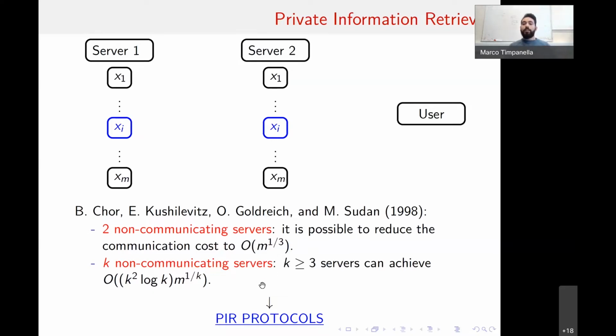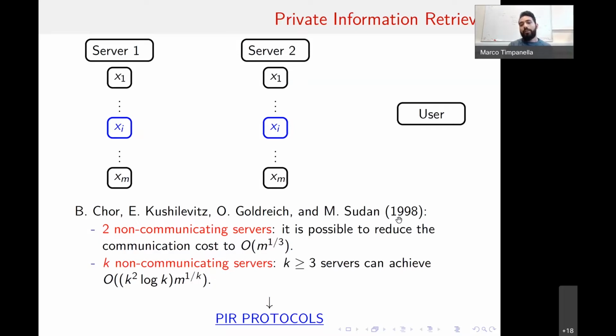To achieve this result, they use so-called PIR protocols, protocols for private information retrieval, which are based on the idea that if the servers do not communicate, then it is possible to send a set of queries to the different servers in such a way that the answers to these queries allow the user to retrieve the item, but no information is given to any single server.